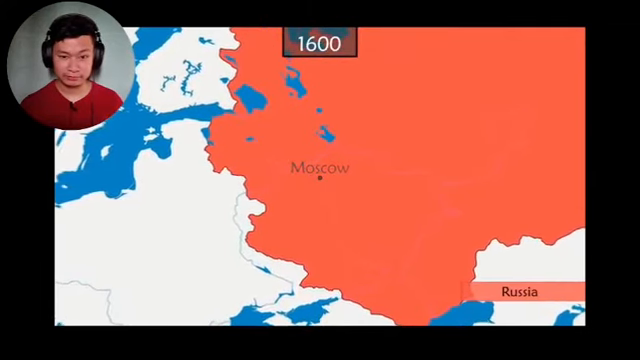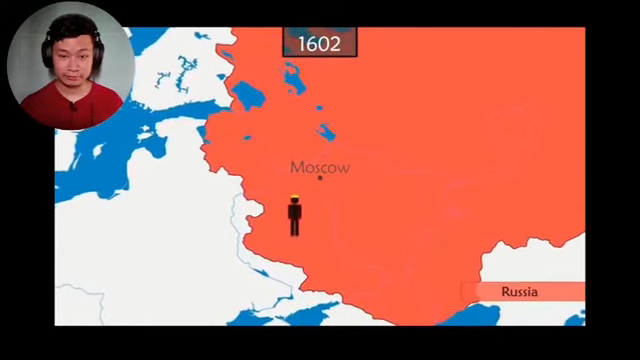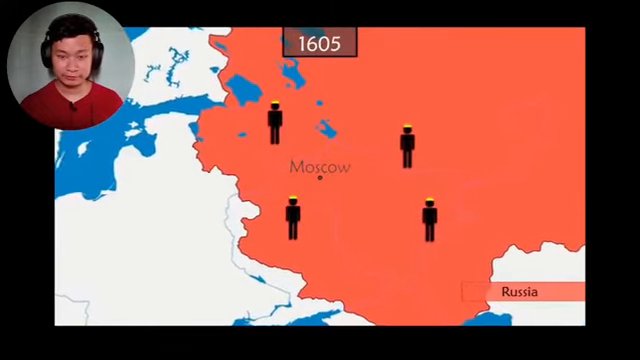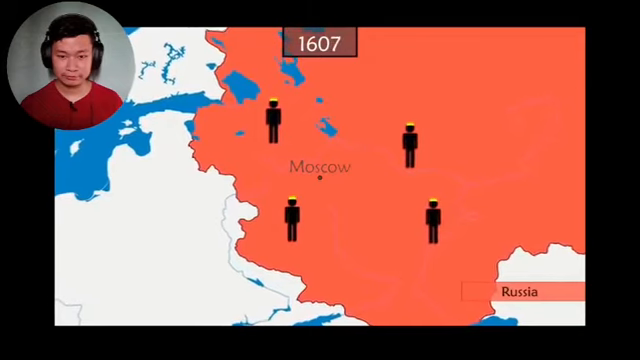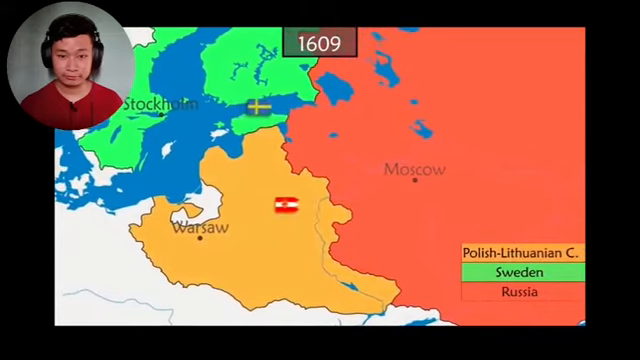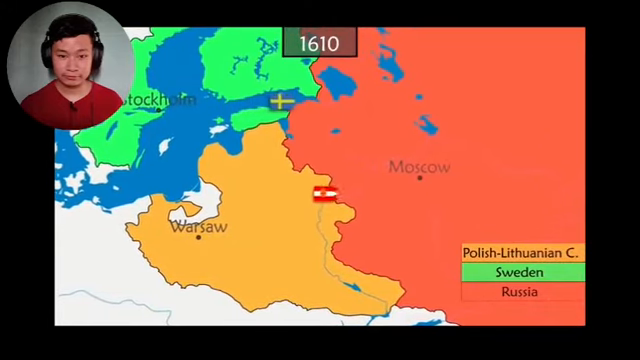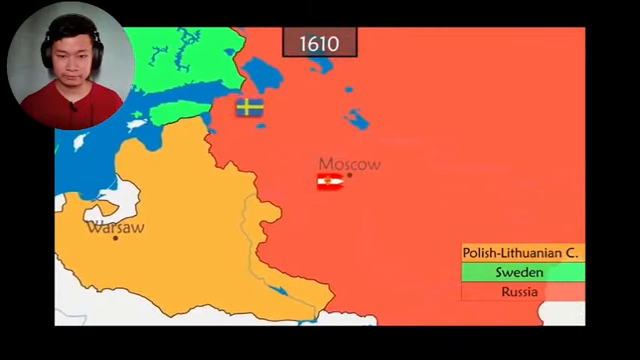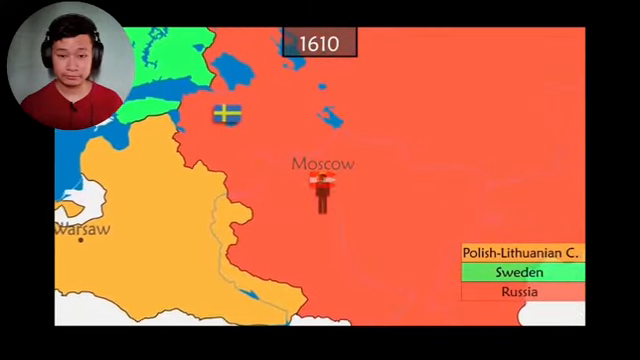Then starts a period of troubles, as there are many pretenders to the title of Tsar of Russia competing for the throne, including impostors who claim to be of the Rurik lineage. Sweden and the Polish-Lithuanian Commonwealth also intervene, and each support their candidate to the throne. After a victory, the Polish prince enters Moscow and becomes the new Tsar.